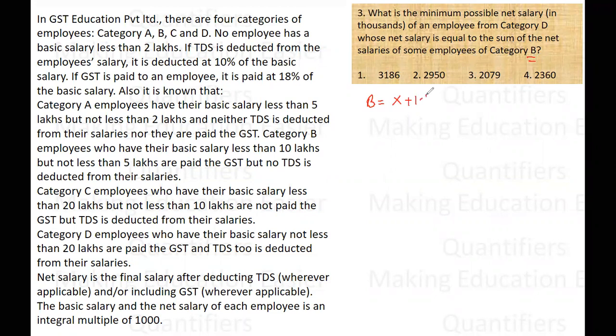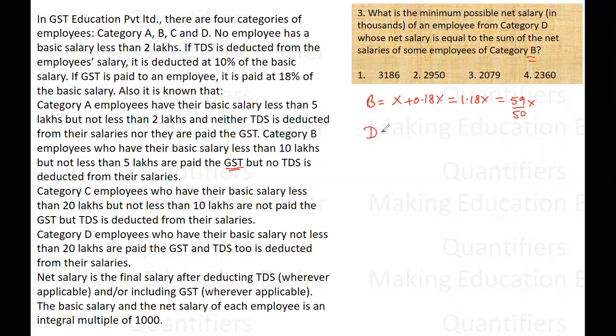then 18% is given to them as GST. So it will be 1.18x. This is the net salary of employees of category B. X is the basic salary, and 18% is the GST paid. Category B employees are paid GST, so 0.18x is the GST. So it will become 1.18x, which is equal to 59 by 50x.